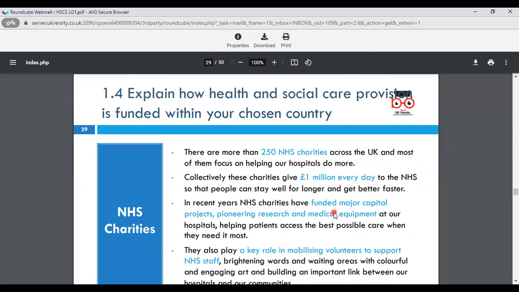So if you're giving to charity, you're actually helping the NHS. That's something to be proud of. That's why we see so many charities and so much volunteer work going on. This is just to support the NHS, because there are so many people who require treatment and can't afford it. In recent years, the NHS charities have funded major capital projects, pioneering research and medical equipment in their several hospitals, helping patients access the best possible care when they need it the most.